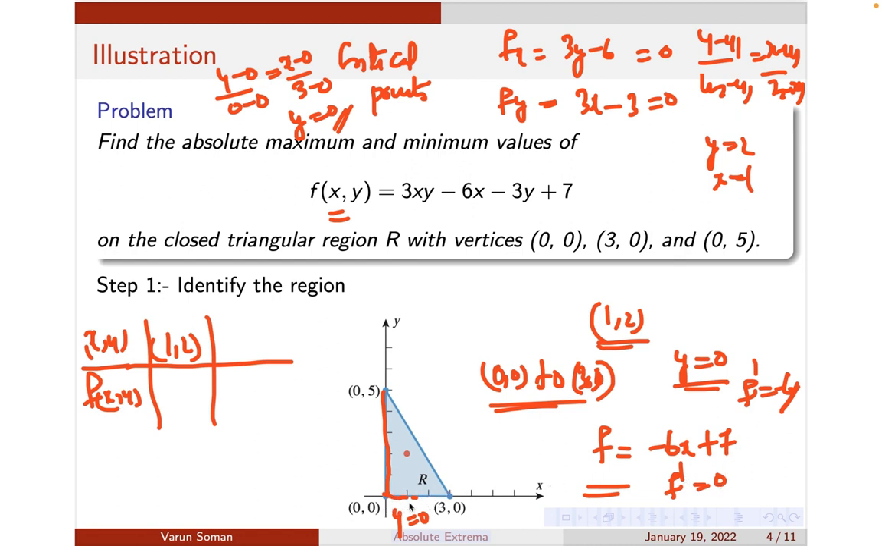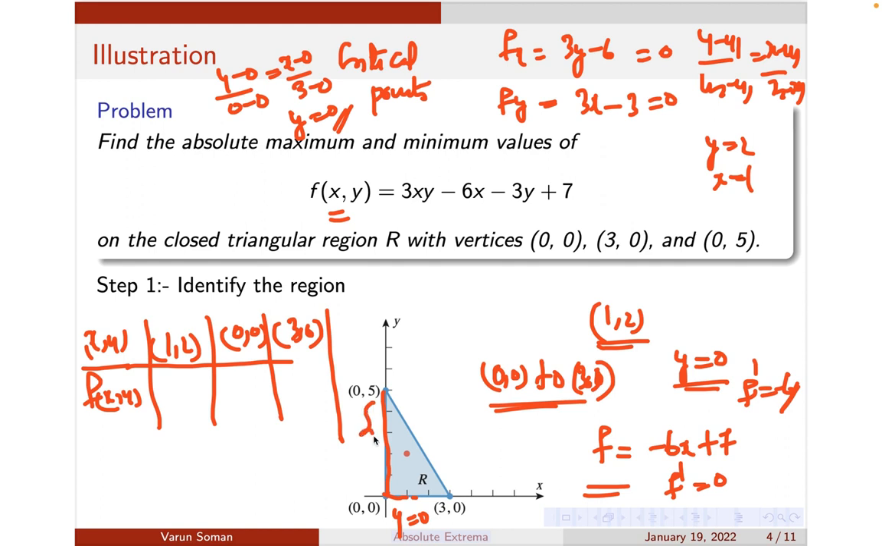Don't forget to put the endpoints because you will be checking at endpoints in every problem. So the endpoints here are (0, 0) and (3, 0), just like in one variable. You'll be checking at the endpoints, but in between the endpoints, nothing is there because your f dash is not equal to 0. Okay, if you have understood that, let us look at this boundary here.